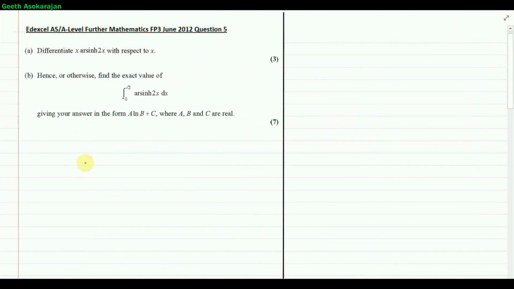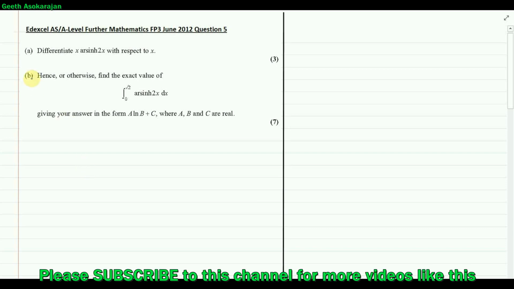Right, so this is another past exam question. It is an Edexcel Further Maths FP3 question, June 2012, question 5 on that paper. So let's have a read.